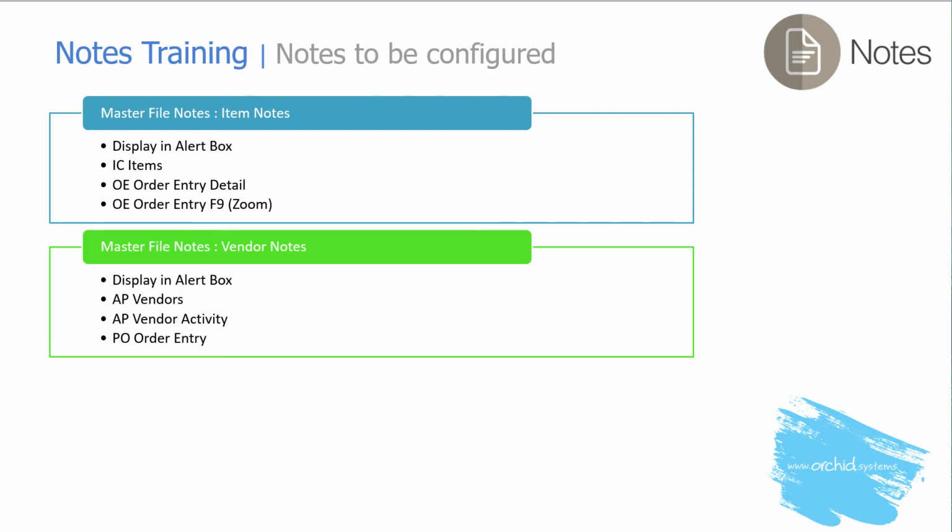Now we're going to create another master file note for vendors, and we're going to display these notes in the alert box, and we're going to display them on the AP vendor screen, the AP vendor activity screen, and the PO order entry.